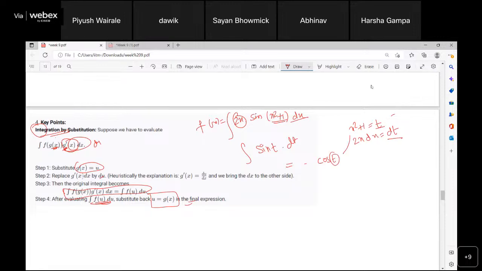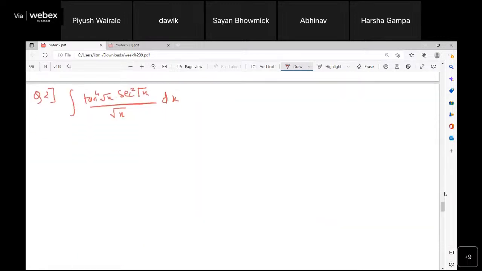Now we have to resubstitute it, right? So it will be minus cos of x square plus 1, plus c. So this is the answer for this particular integral, with c the constant of integration. So you can use this substitution if that particular derivative exists in this expression. Then only we can use the substitution method. So let us take one more complex example.